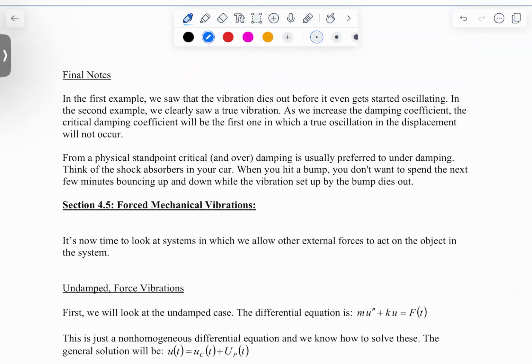And this is exactly what I said. From a physical standpoint, critical and overdamping are preferred to underdamping. Exactly what I was saying. Shock absorbers in your car: hit a bump, you don't want to spend the next few minutes bouncing up and down.